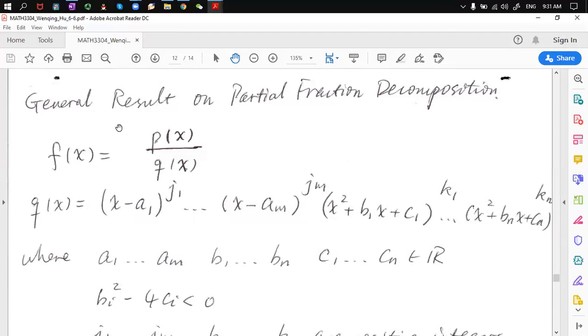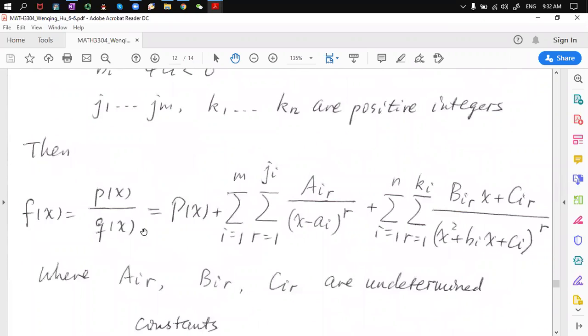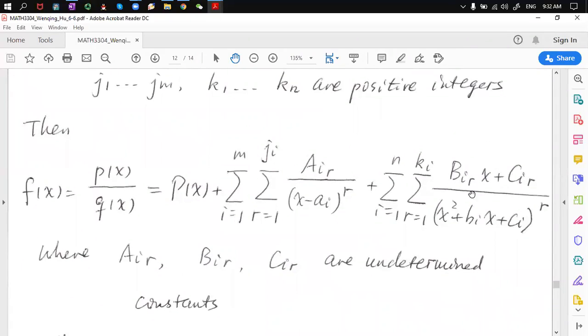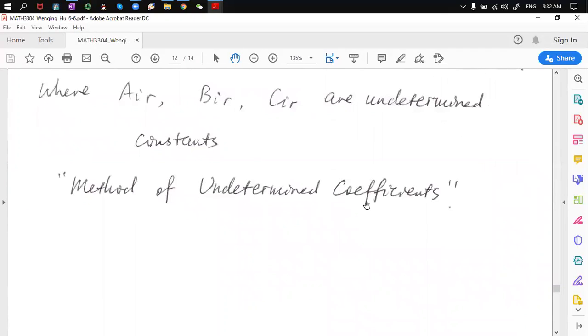Here is a general result for partial fraction decomposition. If you have a ratio p over q, where q is a multiplication of first order factors and second order factors, then you can always have the decomposition that for each first order factor, if you exhaust from the first power to the largest power, each one is accompanied by a constant A. And if you have a quadratic factor which cannot be factorized further, then you have B and C, where the numerator is a polynomial that is one order less than the denominator. You can determine the A, B, Cs by the method of undetermined coefficients.